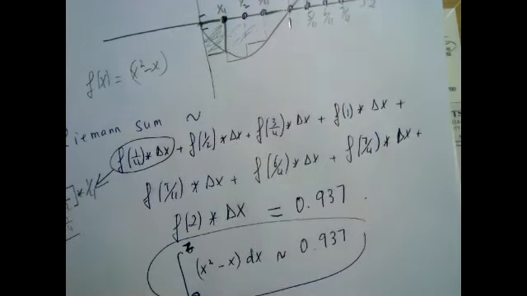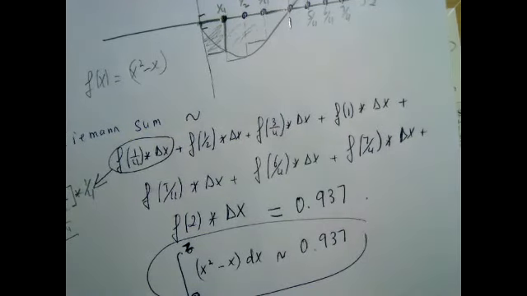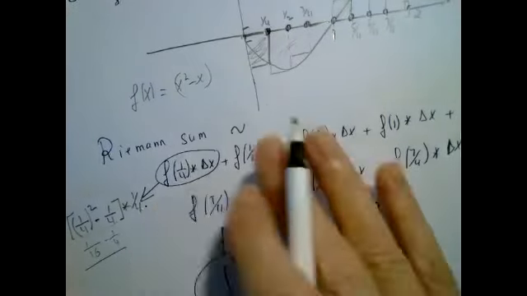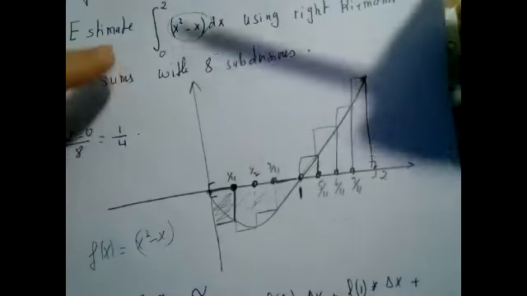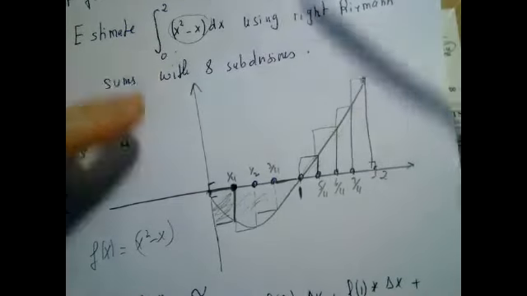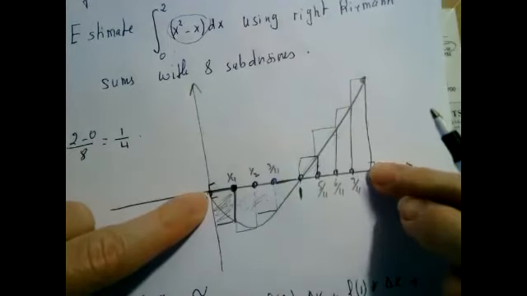I have a quick question. Okay, I'm listening. The delta x, why did that become 1/4? The delta x is 1/4. Why is that? Oh yeah, because I have the integral from 0 to 2. So this is 0, this is 2.